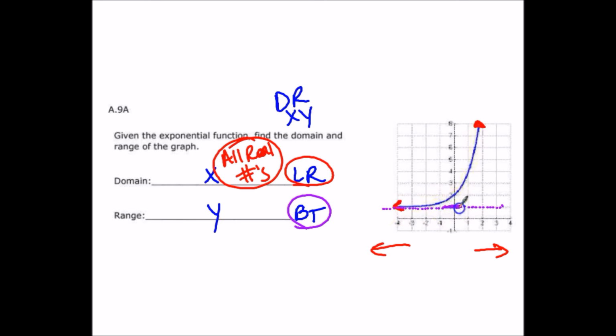So we call this a stopping point. And then up top, we have an arrow. So there is no stopping point. So, when there's no stopping points, it's all real numbers. When there's one stopping point, it's one inequality.